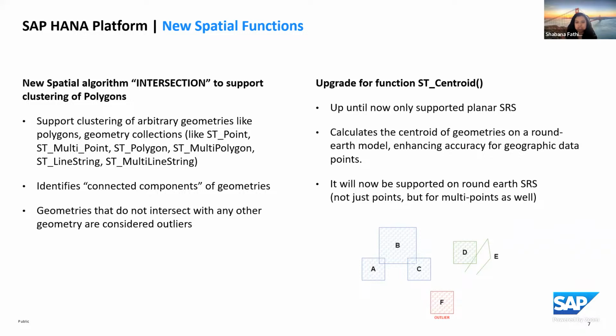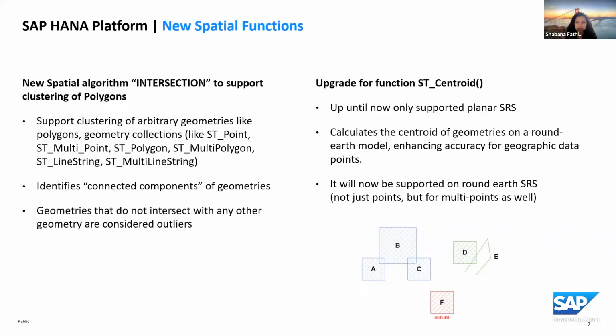One thing to mention here is that you can also find geometries that don't intersect with any others, in the sense of finding outliers, where you want to automatically flag some geometries that don't fall in your group. So this intersection algorithm comes in very handy in such scenarios.